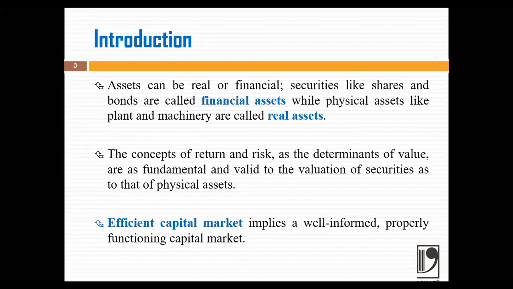Right, the efficient capital market. So there are three forms of capital market. Efficient capital market implies a well-informed, properly functioning capital market. There are three types of efficient market: a weak form of efficient market, a semi-strong form of efficient market, and a strong form of efficient market. Right? So these categories are based on information. It implies a well-informed, properly functioning capital market.